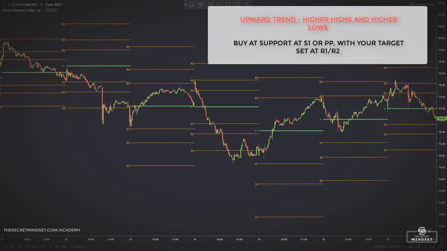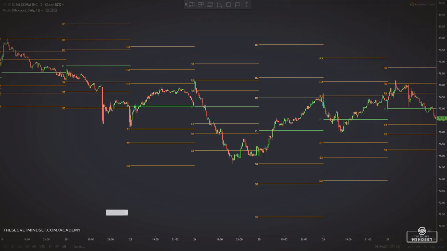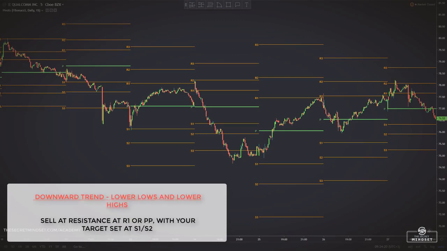If we are in an upward trend, with the market making higher highs and higher lows, you will look to buy at support at either S1 or at the main pivot point, with your target set at either R1 or R2. If we are in a downtrend, with the market making lower lows and lower highs, you will look to sell at resistance at either R1 or at the main pivot point, with your target set at either S1 or S2.